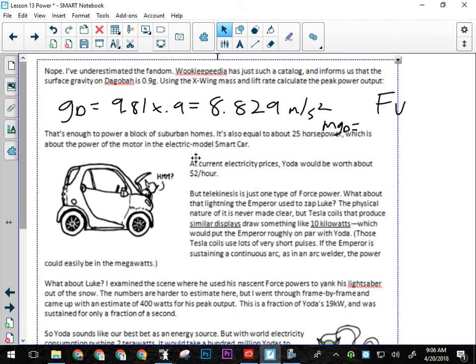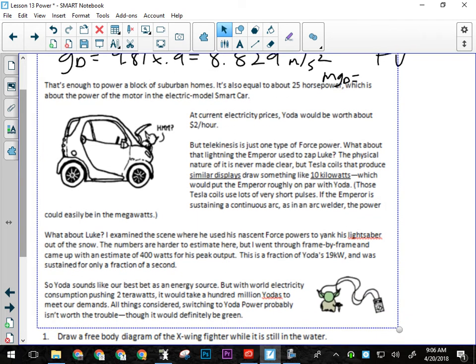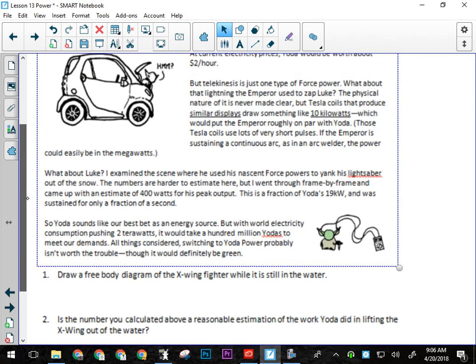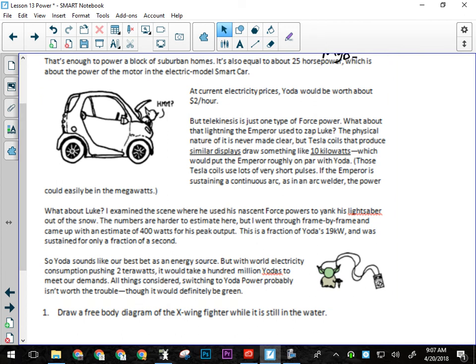But remember that moving stuff around is only one of the ways that force powers were demonstrated in Star Wars. The Emperor zapped Luke with the Sith lightning, and to make electricity arc through the air is an exponentially larger amount of power, somewhere in the range of megawatts. So anyway, that's kind of what we're looking at there. That would be about 400 watts for Luke when he's pulling the lightsaber toward him. That would be about all that takes.